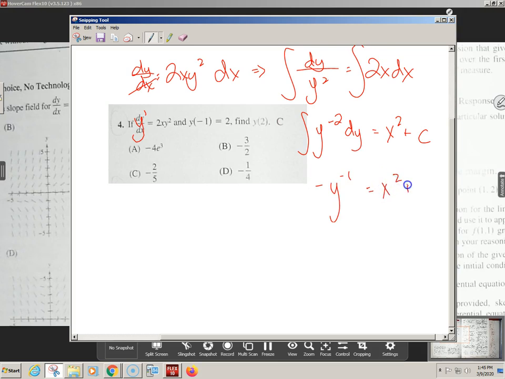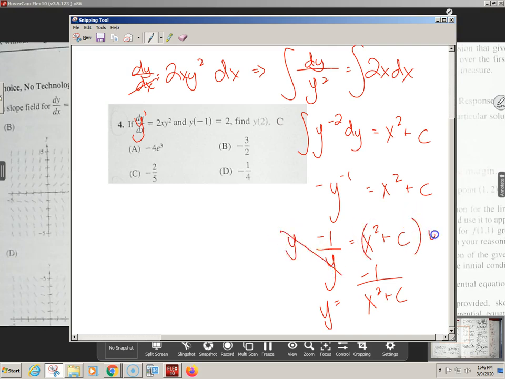That's going to be y to the negative 1, negative. How do I get y by itself? Multiply. I like that, but some people might not know why yet. Now you divide. So y equals negative 1 over x squared plus c. Basically flipped it. Another way of thinking about it is you can multiply up y and then divide. Either way.